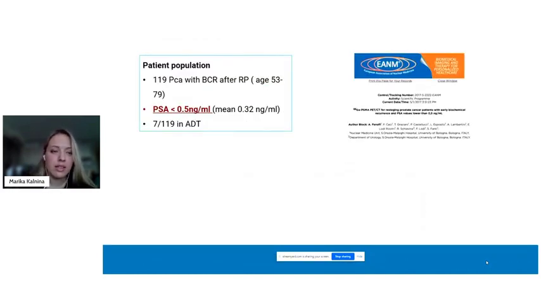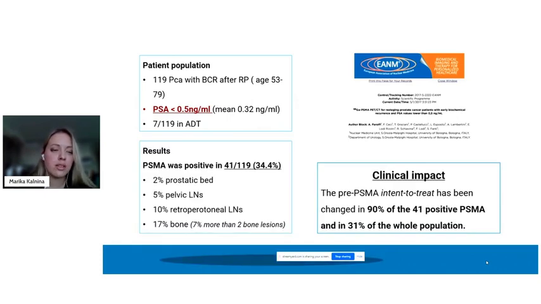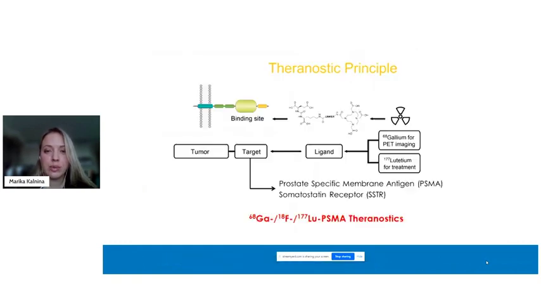And this study also very nicely shows that with low PSA levels, lower than 0.5, the clinical impact was also very important after PSMA, and PSMA was positive in prostate bed, in pelvic nodes, in retroperitoneal nodes, and in bone. The pre-PSMA intent to treat was changed in 90% of the 41 PSMA-positive patients and 31% of the whole population. The clinical impact is really important.